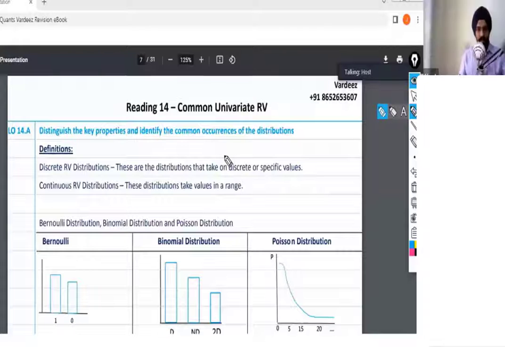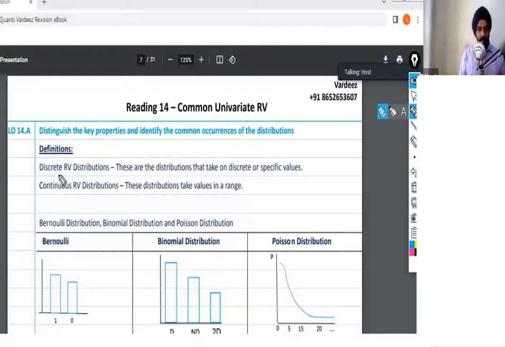All right, so let's start with reading number 14, and that's common univariate random variable. So again, a discussion on the random variable that is still going on, and we are talking about the univariate. That means one random variable, okay? And we're going to be checking about the distributions or the different shapes that the random variables can take.